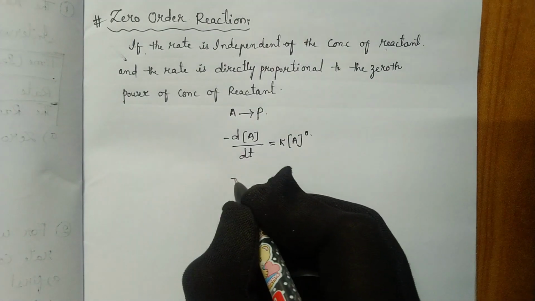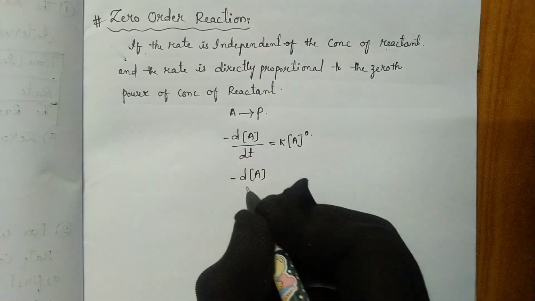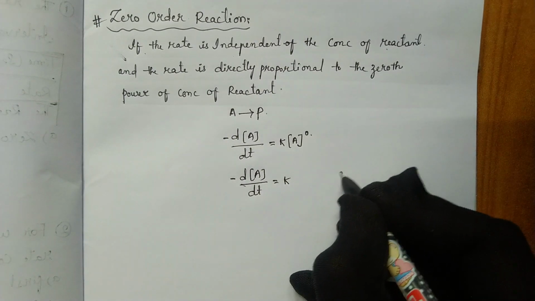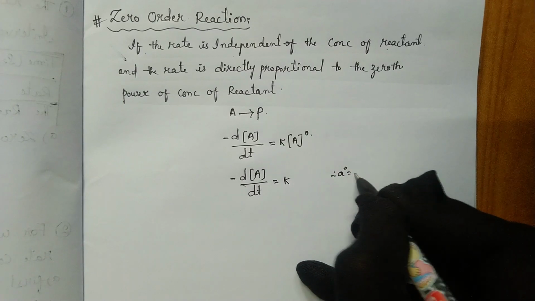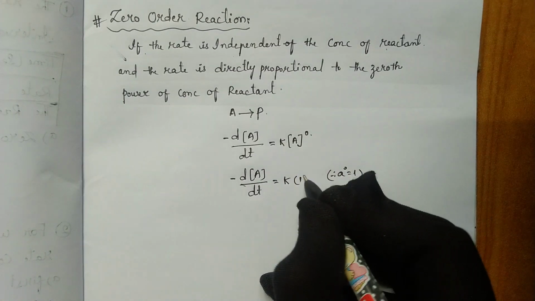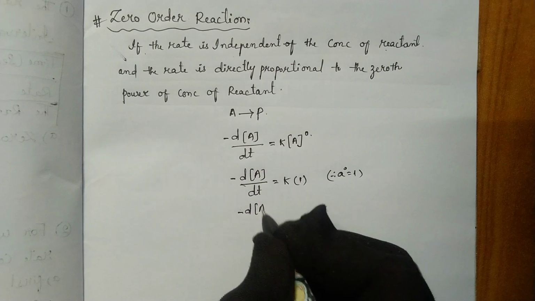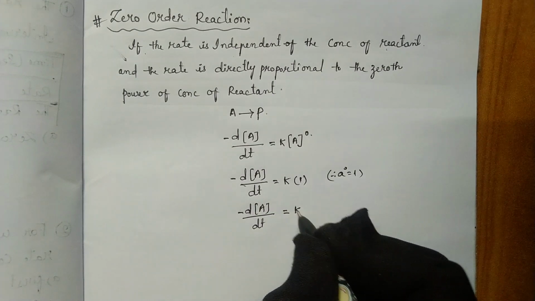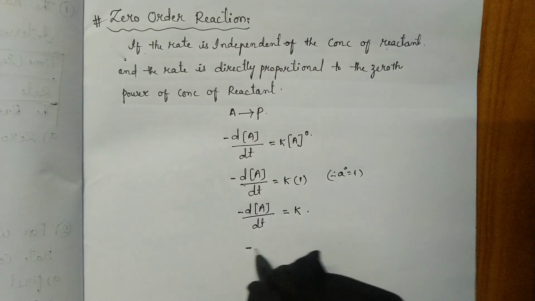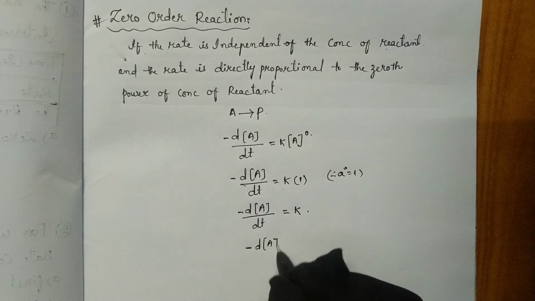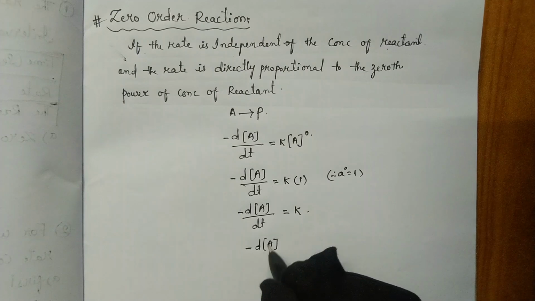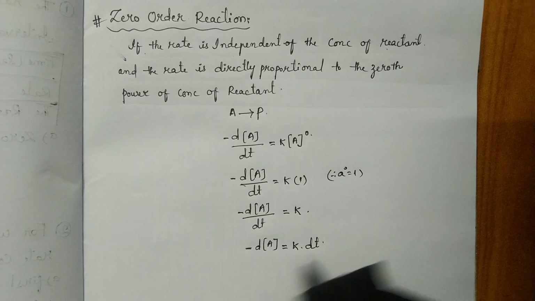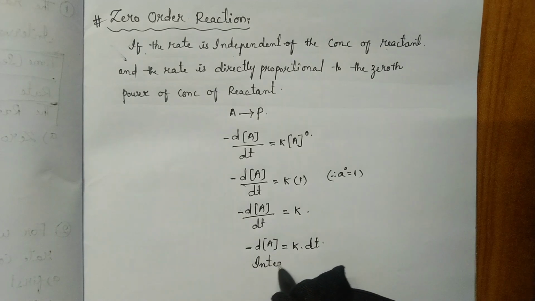Now we can write minus d[A]/dt is equal to k times [A]^0, and [A]^0 is equal to 1. So k into 1 means minus d[A]/dt is equal to k. If we transfer this dt to that side, then we will get minus d[A] is equal to k dt. Now integrate on both sides.